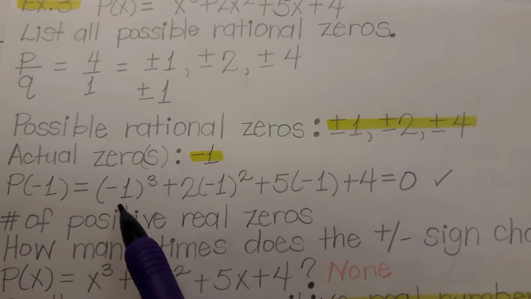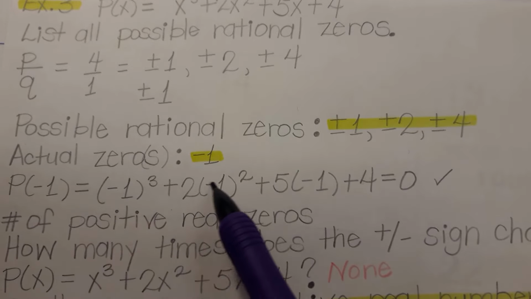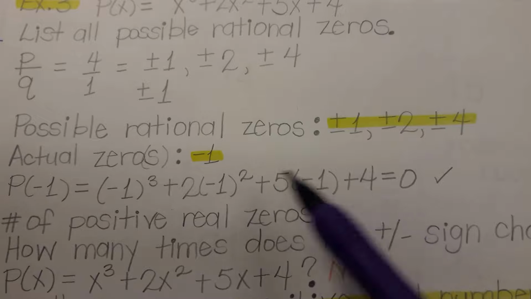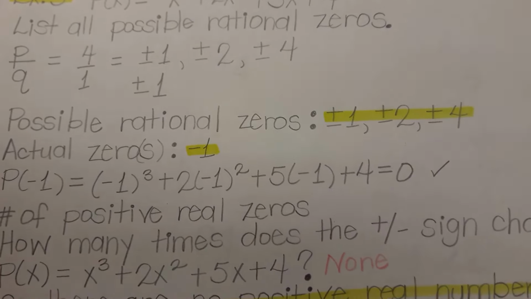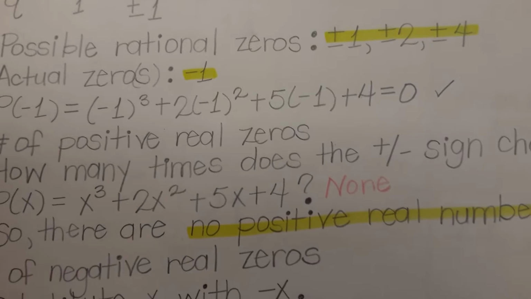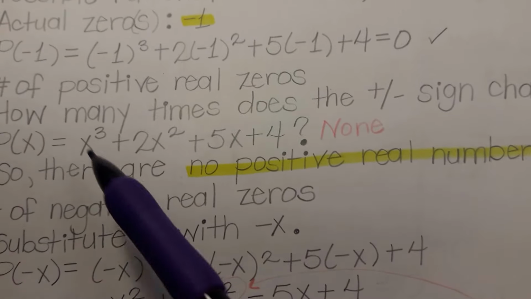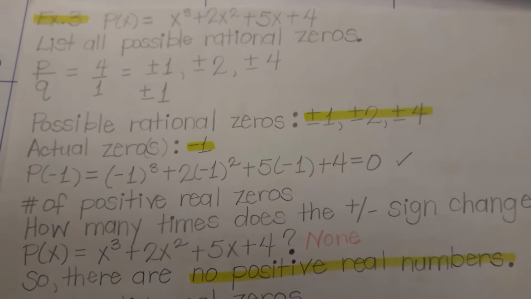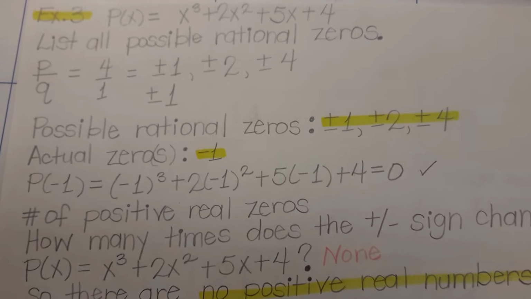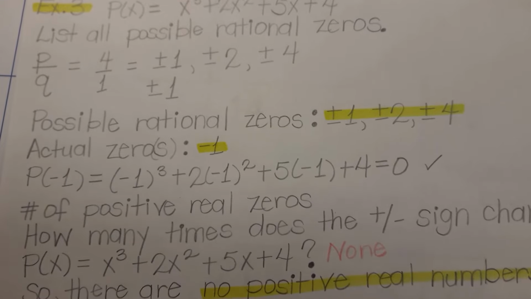So the only one that worked was negative 1, and I showed you how I plugged it in, and then you can work it out or type it in, and you should get 0. Now, another piece of information. We want to find out what the number of possible real zeros are. Now, the easiest way to look at this is to look at your answers. You can really work backwards and see what it will be.